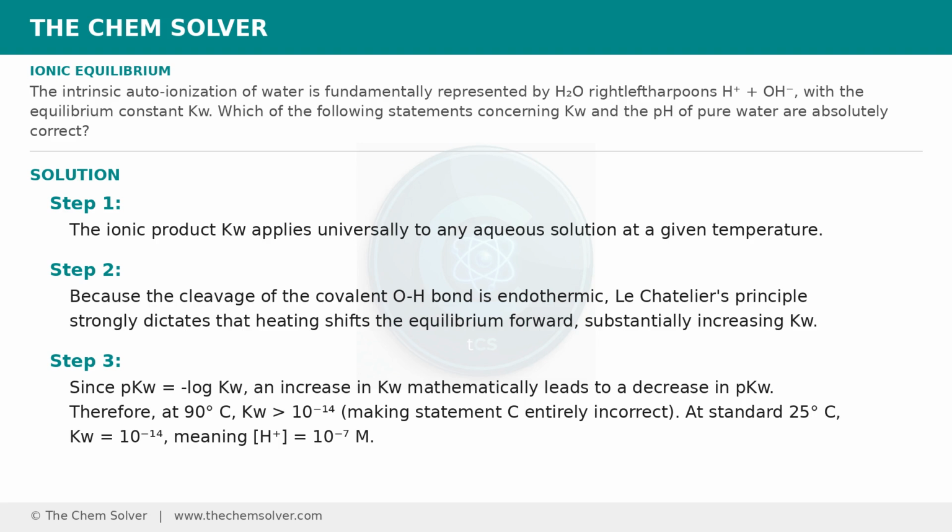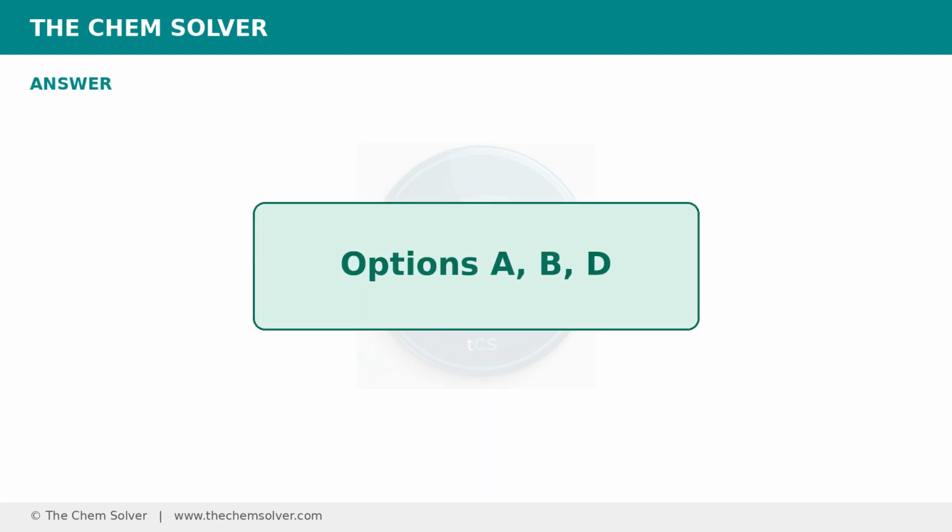At standard 25 degrees Celsius, Kw equals 10 to the power minus 14, meaning H plus equals 10 to the power minus 7 M. The answer is A, B, D.